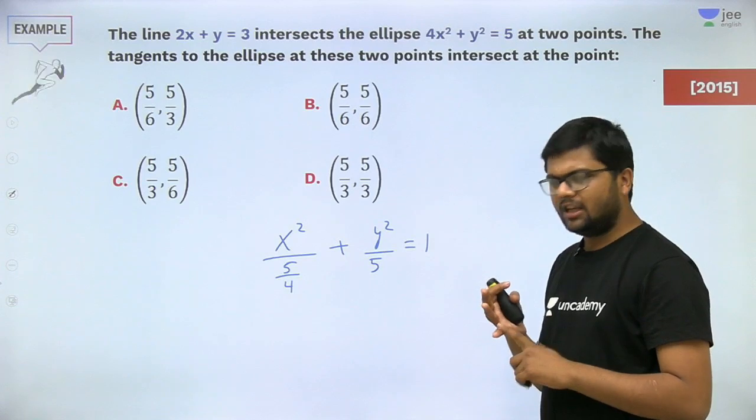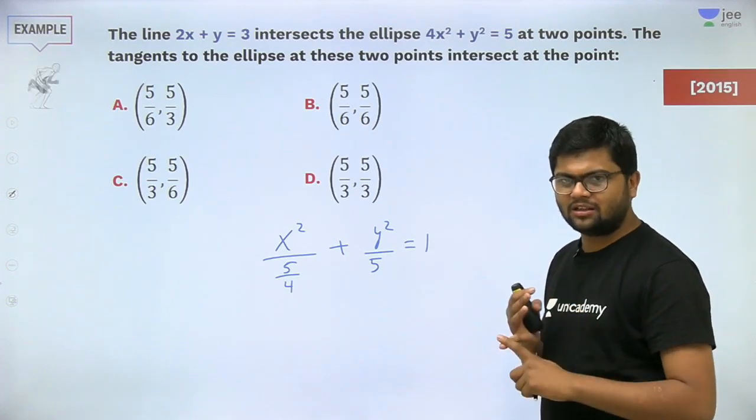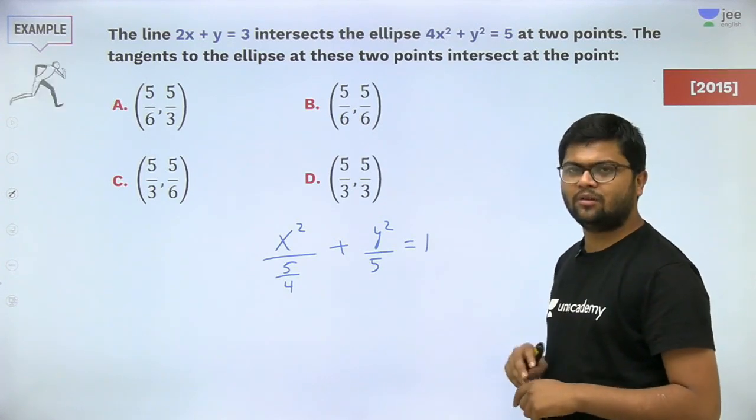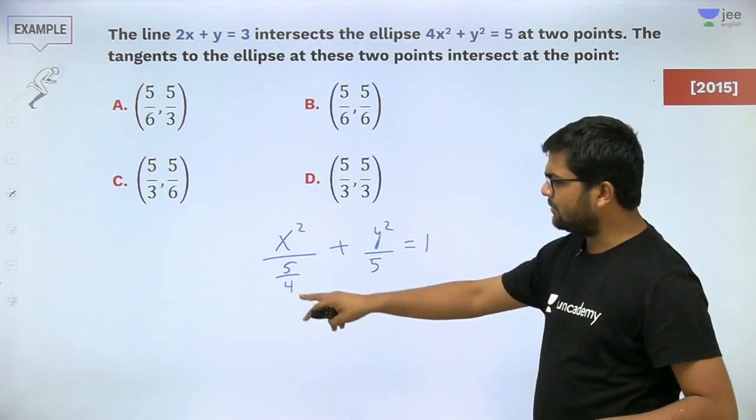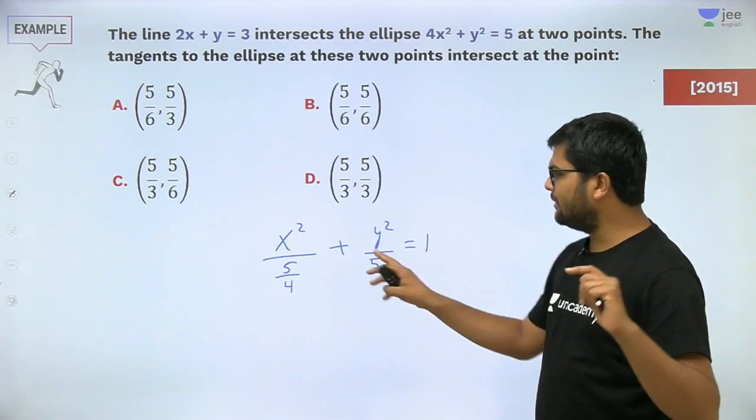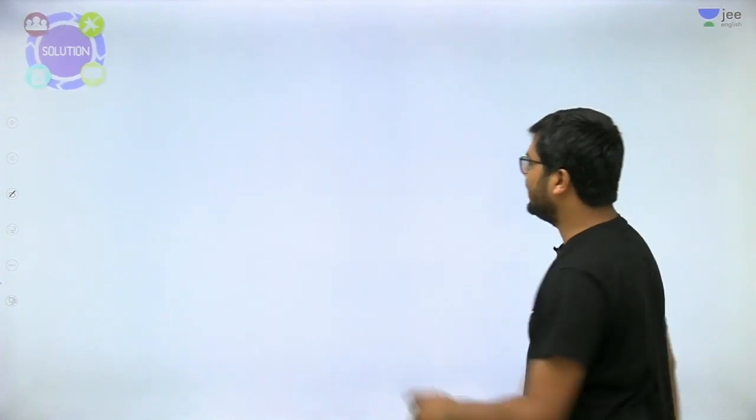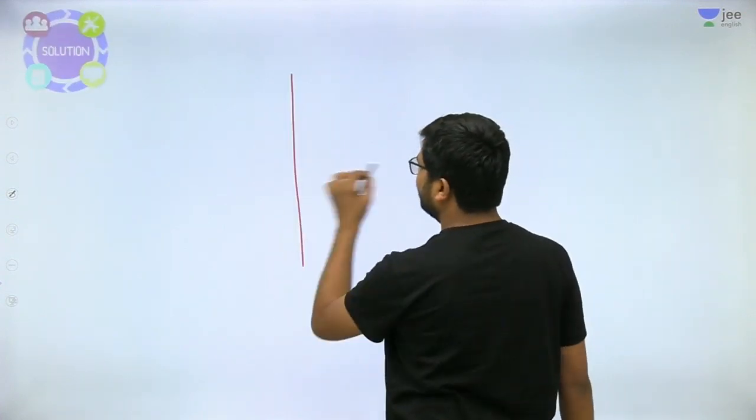A and B will remain the same. In this case, A will not be the point of major axis. A will be root 5 by 2 for tangent only, and B will be root 5. Getting my point? So let me just plot the ellipse for you.